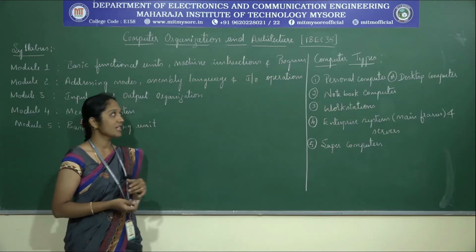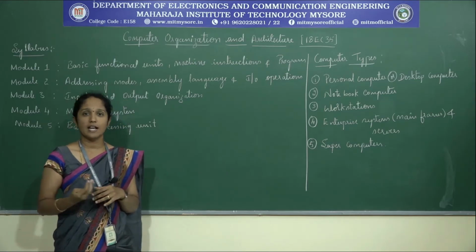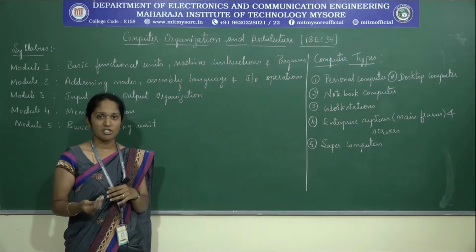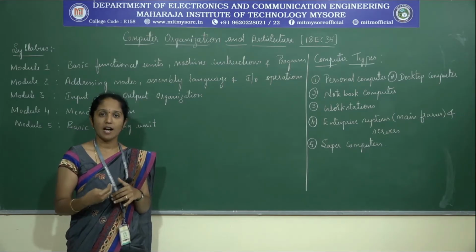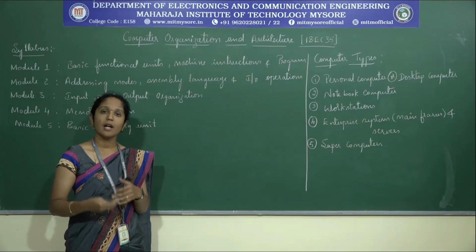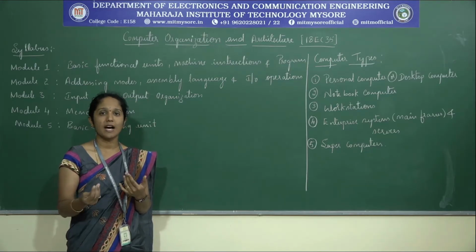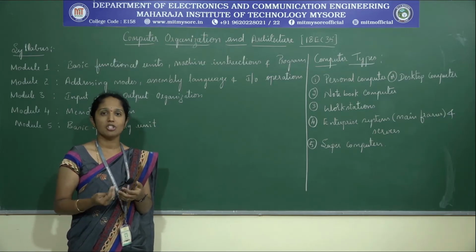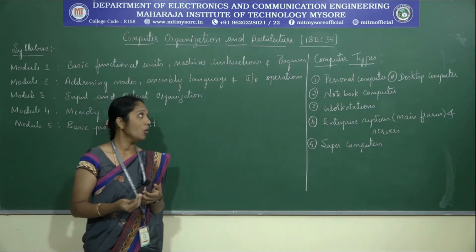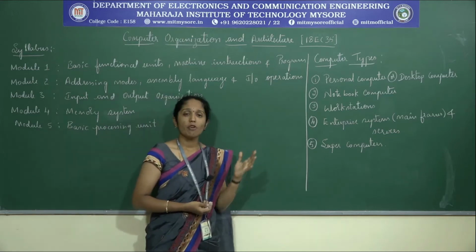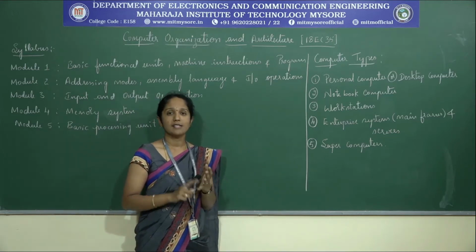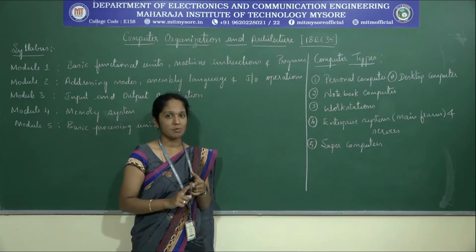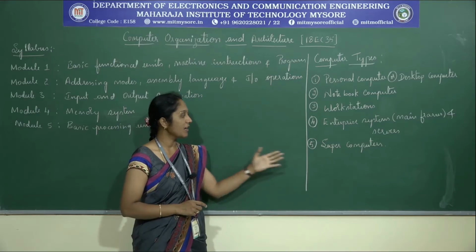So if I ask what is a computer, we can say it as a fast electronic device which performs calculations and it accepts the data from the external sources and produces or sends the data or the result to the external destinations. So this is the definition of computer. Now if you consider the types of computer, depending on the size, cost, computational power and applications, there are several types of computers and some of them are listed here.